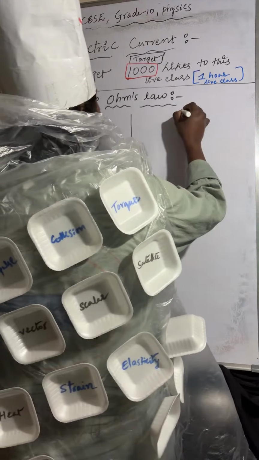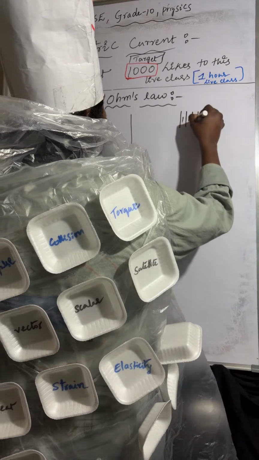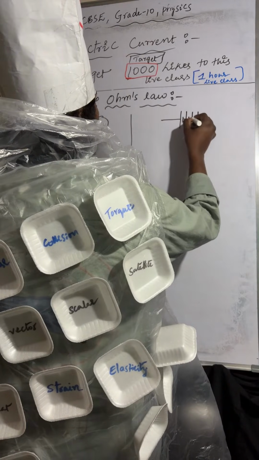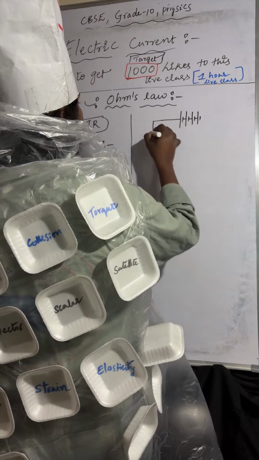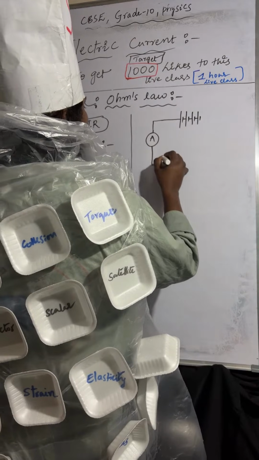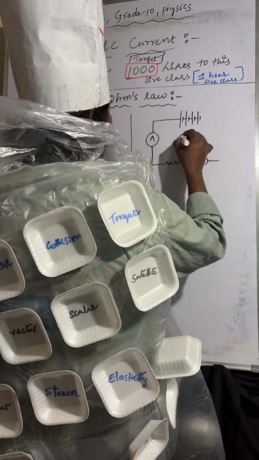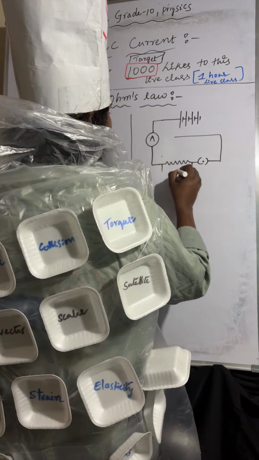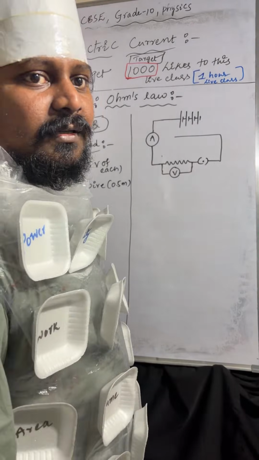And see the 1, 2, 3, 4. So here I am taking the ammeter, and next one nichrome wire, switch. So current is passing across. So here you can observe.